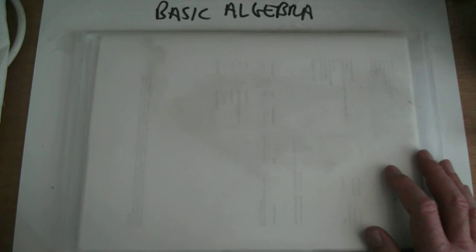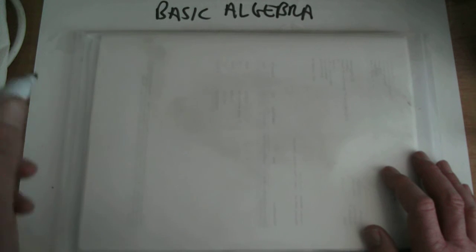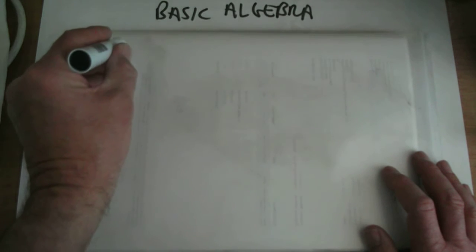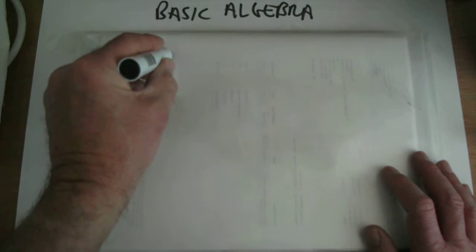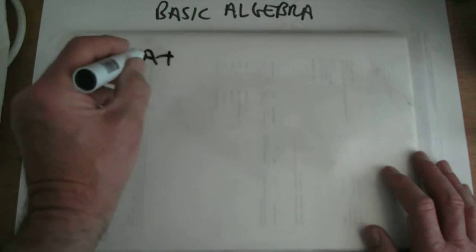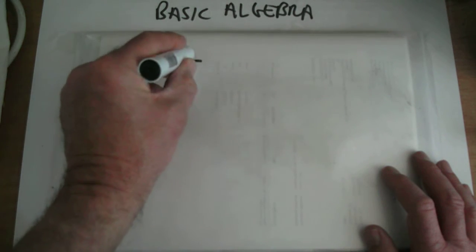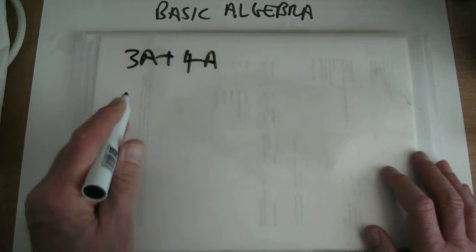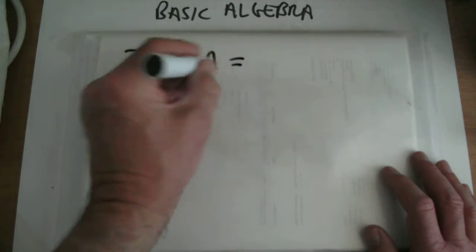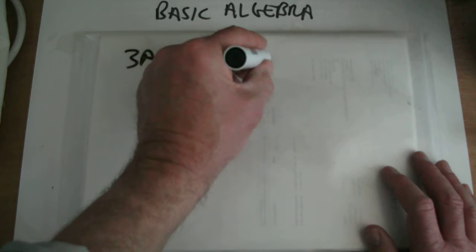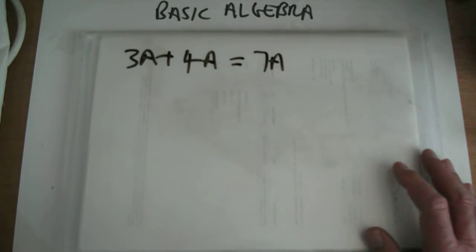You'll probably remember if you've got 4 apples and 3 apples and you add them together, you've got 7 apples. Well, the same applies in algebra. You could say instead of having 3 apples, I've got 3 A's, plus, say, 4 A's. And that gives me 4, 5, 6, 7, 7A.